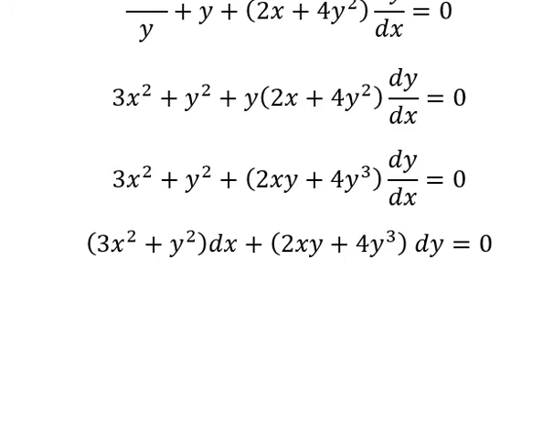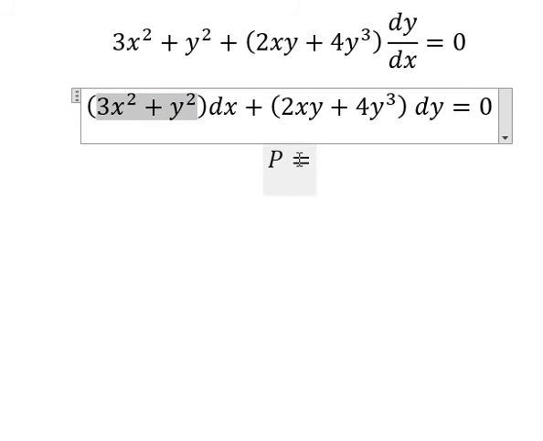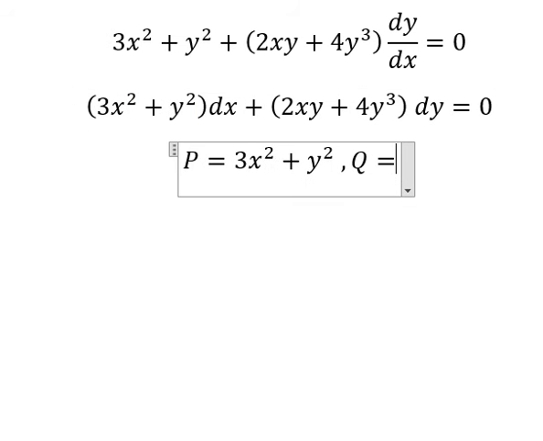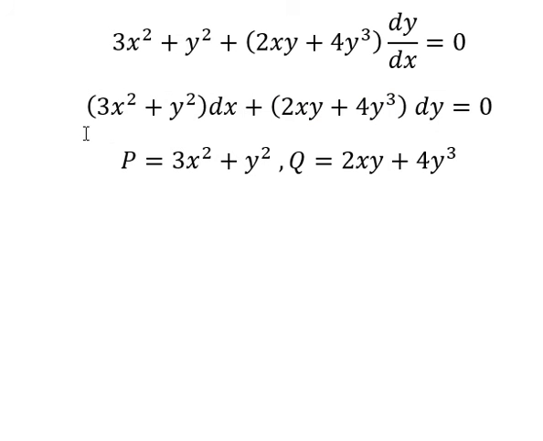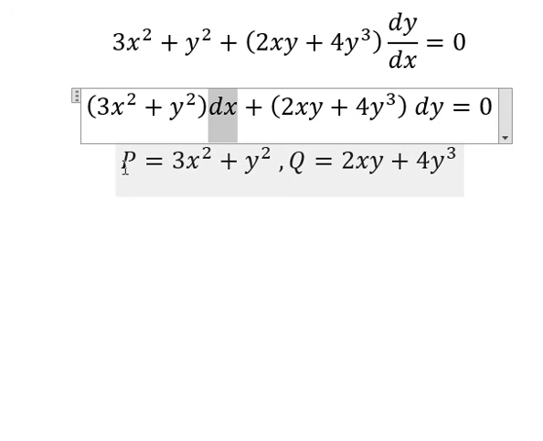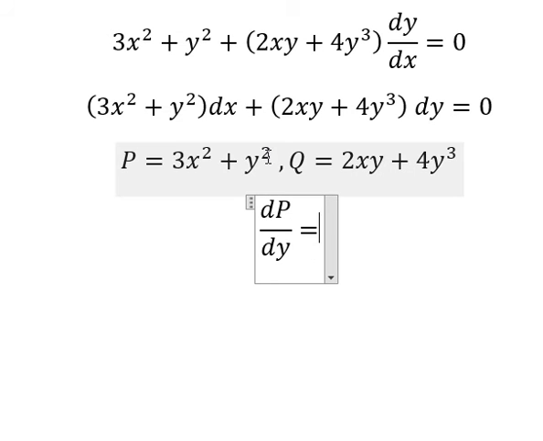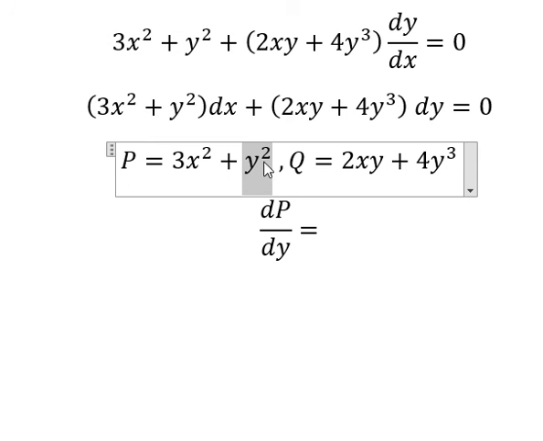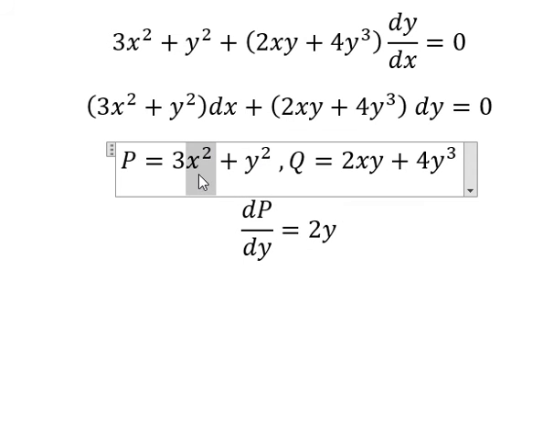Next, I will put p equals to this one and q equals to this one. So we have dx, so we need to first take the derivative of the function p with respect to y. So we just have only y squared in here. First the derivative of y squared, you got 2y. This one we don't have y, so if we take the derivative, you got 0.